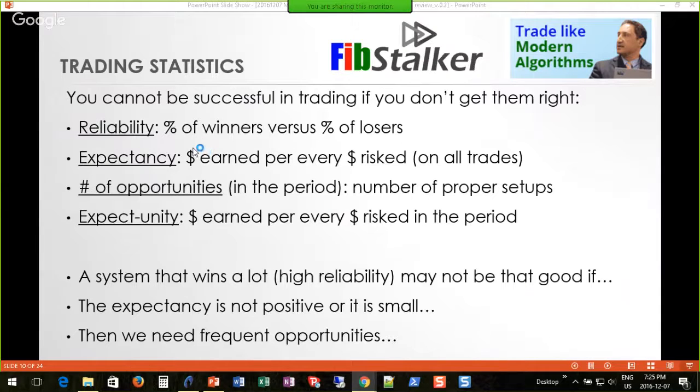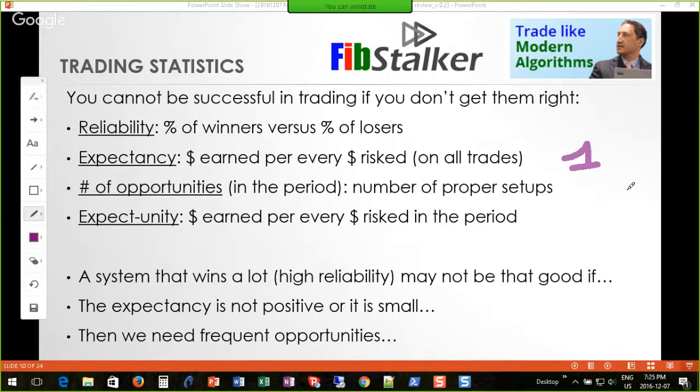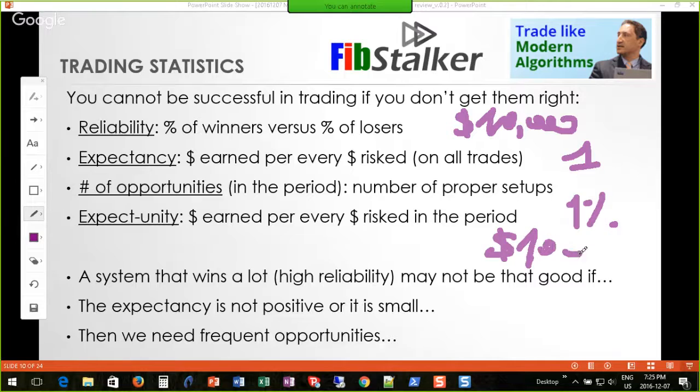Expectancy is a very simple formula that expresses how many dollars I can make for every dollar risked. For example, if expectancy is 1, which would be a good value, it can of course be higher and much lower as well. That means that for every dollar I risk, I make $1. Now, let's say that you have $10,000 and your risk is 1%. That would mean that you risk $100 on each trade.